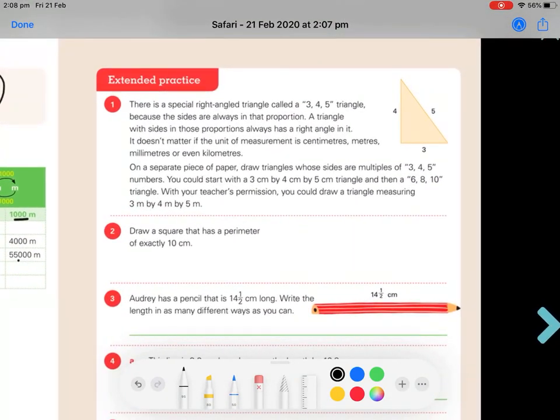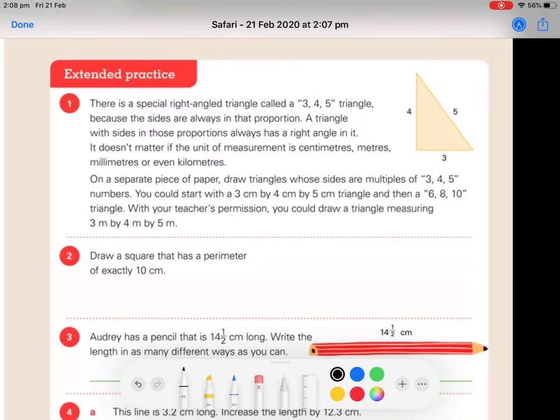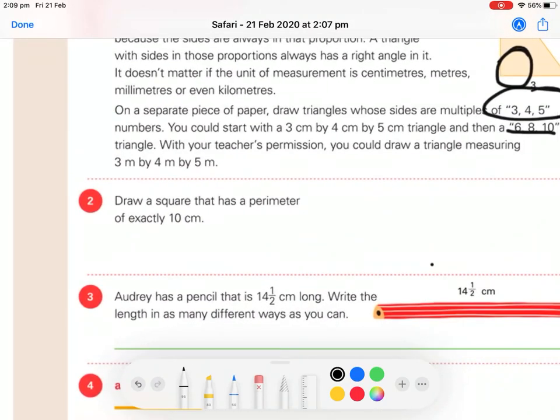Over here, there is a special right-angled triangle called a 3, 4, 5 triangle because the sides are always in that proportion. A triangle with sides in those proportions always has the right angle in it. Okay? It doesn't matter if the units of measurement is centimetres, metres, millimetres, or even kilometres. On a separate piece of paper, draw triangles whose sides are multiples of 3, 4, 5. You could start with 3 centimetre by 4 centimetre by 5 and then do a 6, 8, 10, okay, using the same scale. With your teacher's permission, you could even draw a triangle measuring 3 metres by 4 metres by 5 metres, so maybe like chalk on the carpet or something.